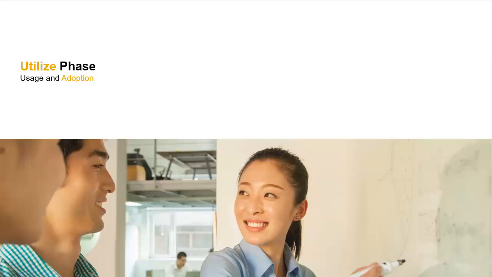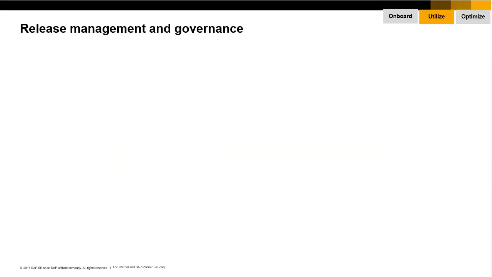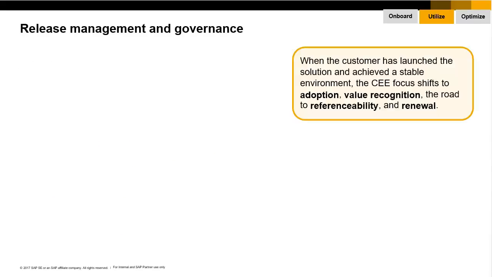Now let us examine the utilize phase, which also has a strong emphasis on adoption. Remember, the journey does not end once the customer is live. In fact, in many ways, the journey is just beginning. Release management and governance. When the customer has successfully launched their solution and achieved a stable environment, the focus of the CE shifts to adoption, value realization, and the road to referenceability and renewal.